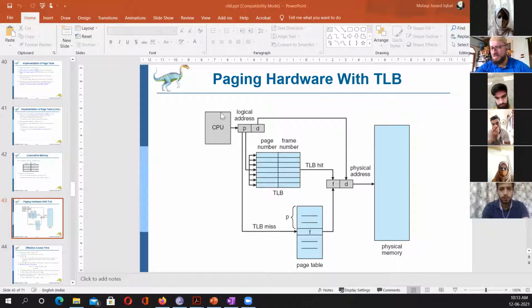So this is my CPU, and this is that logical address, which is broken down into two parts: the page number and the offset. So what are the page number and the offset? We'll understand it properly right now. We'll do a little bit of exercise on it.